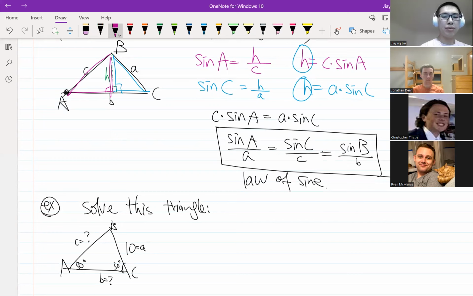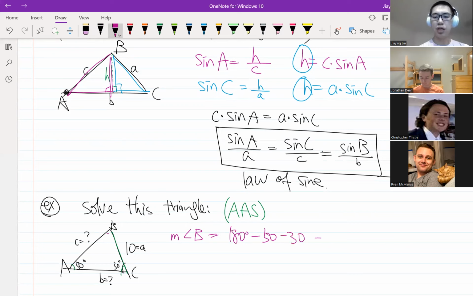It's easy to find the missing angle B. So the measure of angle B is equal to, just use the sum of interior angles, since we already know two angles. By the way, this is the AAS case, because we know two angles and we know the side next to the second angle. The measure of angle B is equal to 180 degrees minus 50 degrees minus 30 degrees. So that's going to be 100 degrees. That's easy to find.